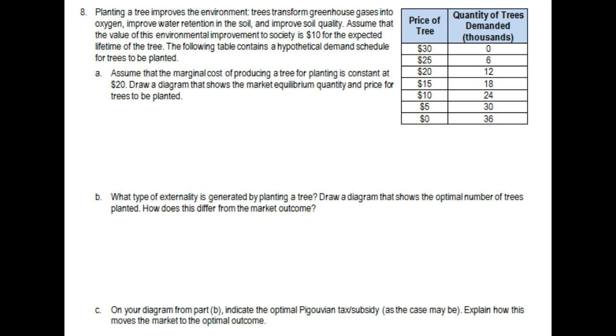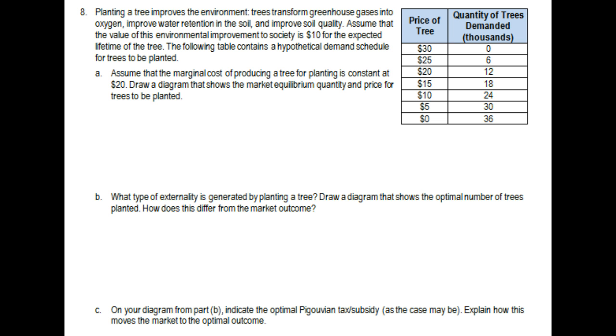What type of externality is generated by planting a tree? Draw a diagram that shows the optimal number of trees planted. How does this differ from the market outcome? So first you have to decide if the externality is a positive externality or a negative externality.